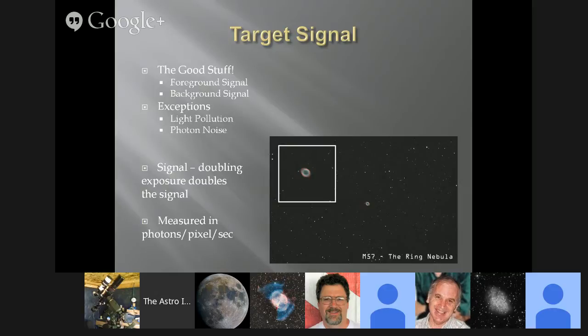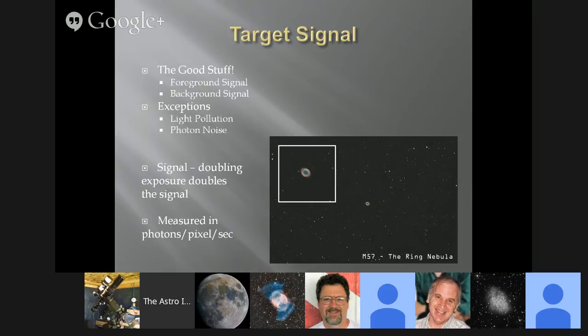Light pollution is one of those exceptions, because light pollution just comes in with the target signal. Your camera can't distinguish between light pollution and target signal. It just comes in, it gets integrated. The other exception is photon noise, and that's one of the cool things. I told you before, they wouldn't let me use photon noise in that equation. And there's a reason, because photon noise is part of the target signal. It's kind of integrated into the target signal. I use that word liberally, but it's part of the target signal. It's actually a specific part of the target signal.